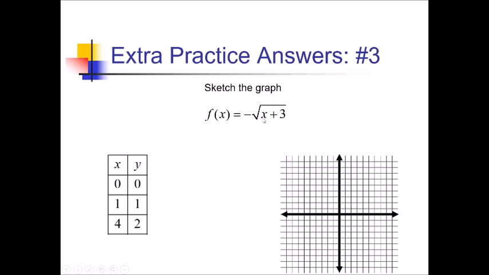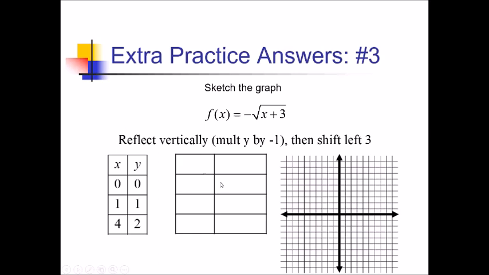The plus 3 inside the function is actually the opposite of what you expect. This is shifting the graph left 3. So incorporating that, a vertical flip and a left 3 shift into my table. For my x values, I'm going to actually have to do x minus 3 to go left 3 for all those x values. And for the y values, again, we're just multiplying those by negative 1.